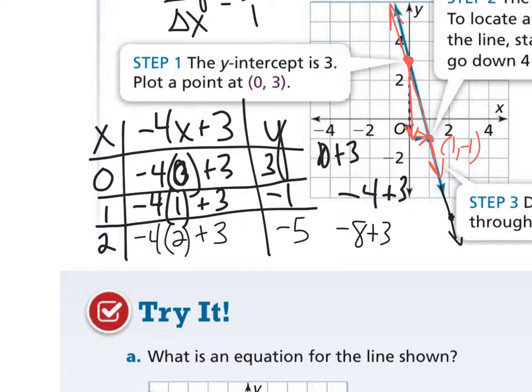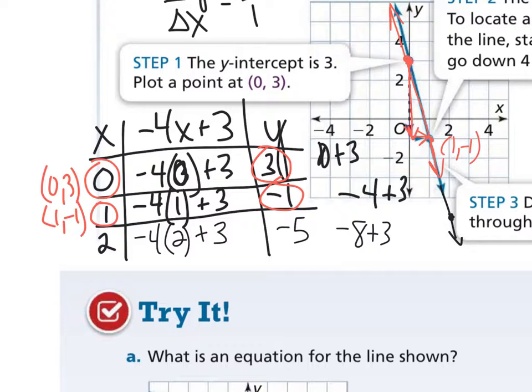And just to make sure everybody's understanding here, when we're doing the table, when we put in a 0 for x and we got 3 for y, what that means is our graph is going through the point (0, 3). We put a 1 in, we got -1. Our graph's going through the point (1, -1). Okay, so we would be graphing these points as we find this information out.